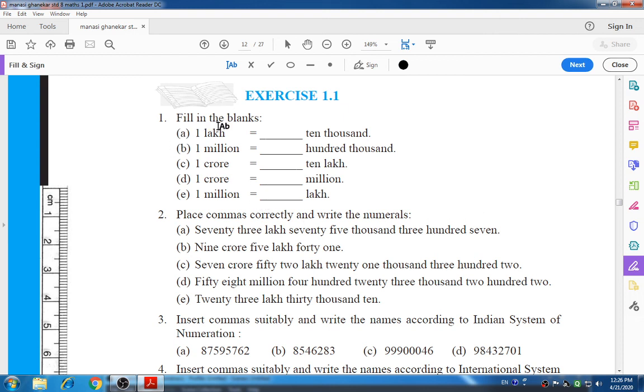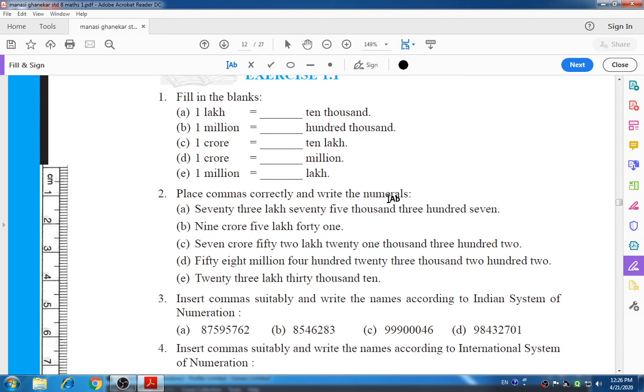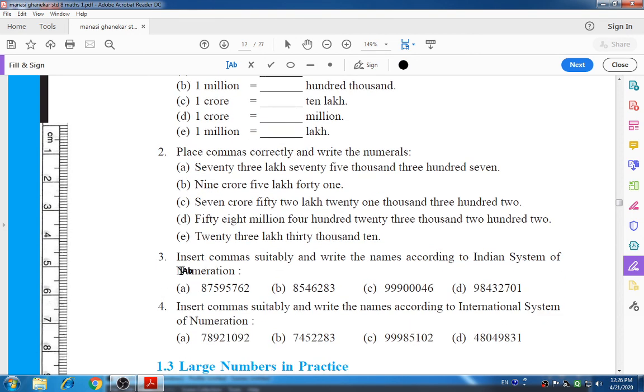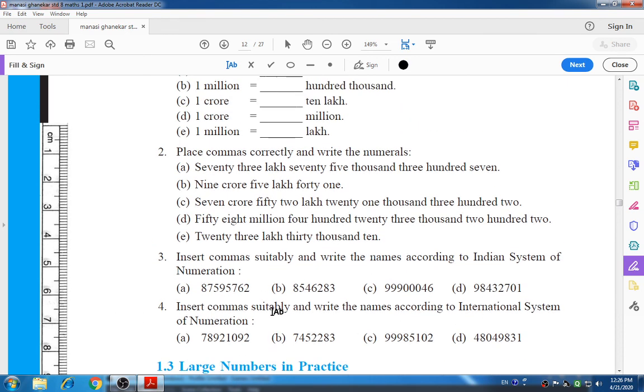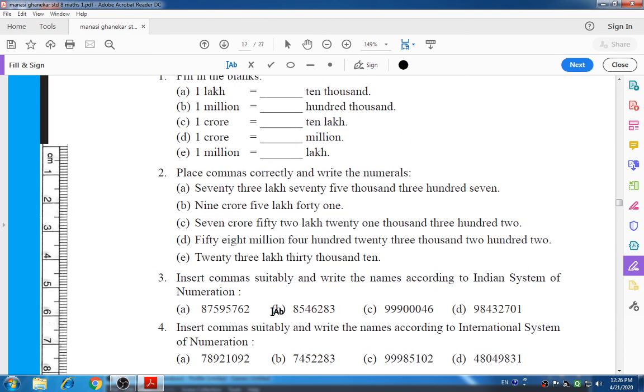Here, the first question is about fill in the blanks. Second is to place commas correctly and write the numeral. In the third one we have to insert commas according to the Indian system, and fourth is that we have to insert commas according to the international system. So this is our exercise.